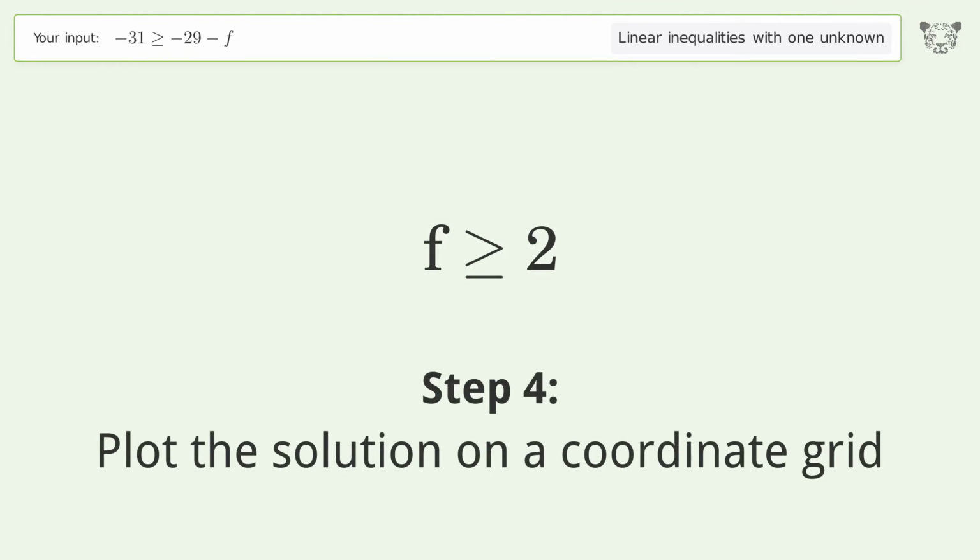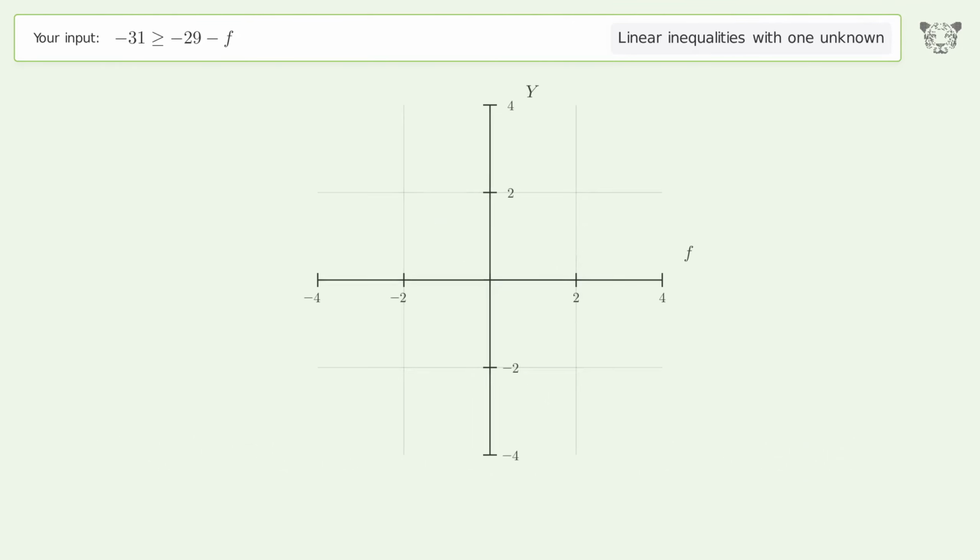Plot the solution on a coordinate grid. And so the final result is f ≥ 2.